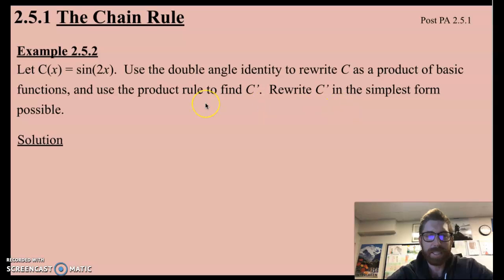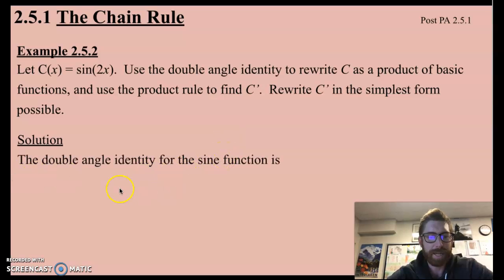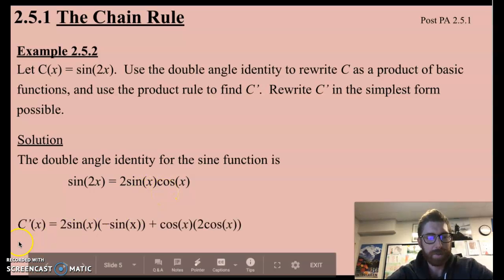So we're going to write c as a basic function, and then we're going to use that to find out what c prime is real quick. So the double angle identity of sine is sine of 2x, so your double angle there, 2x, equals 2 times sine x times cosine x. And then what we can do is find the derivative of that by doing the product rule, right? So when I do the product rule, I do the first times the derivative of the second, plus the second times the derivative of the first, so on and so forth, right?